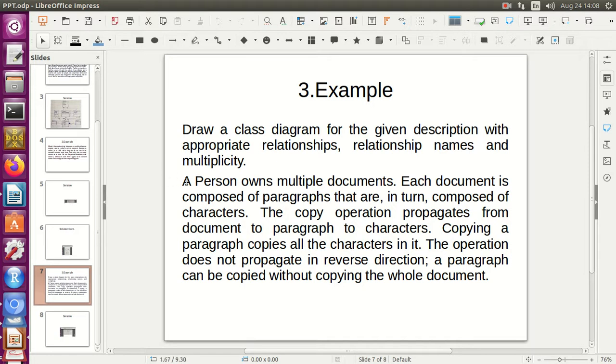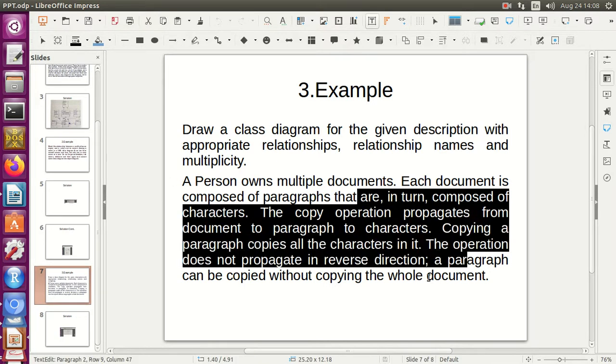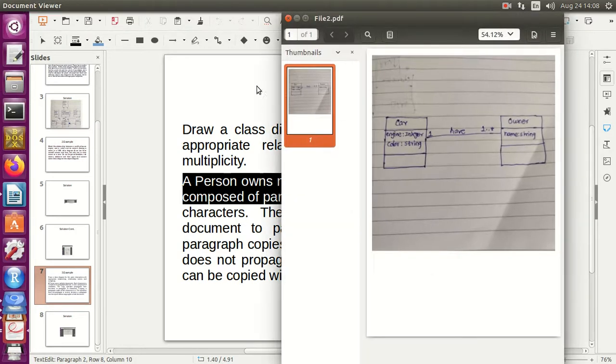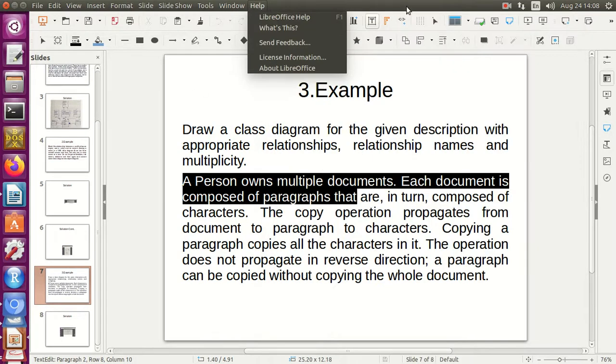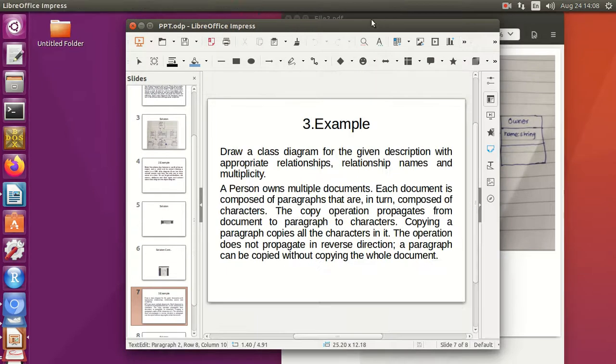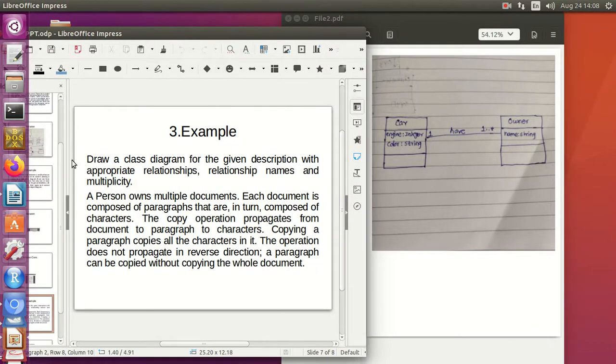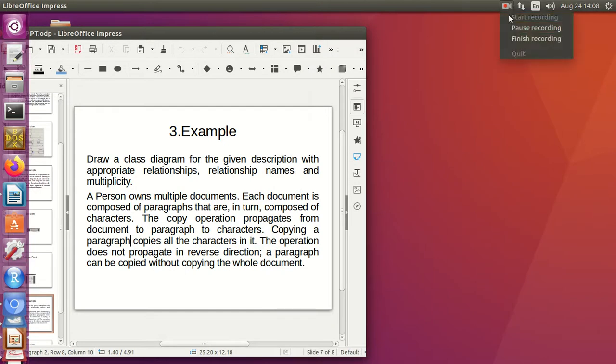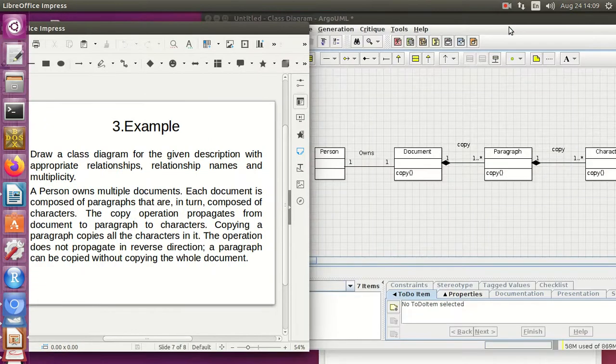So this type of description is given, and what you have to do is convert these descriptions into the class diagram. Okay, so the solution is, here you can see the solution.